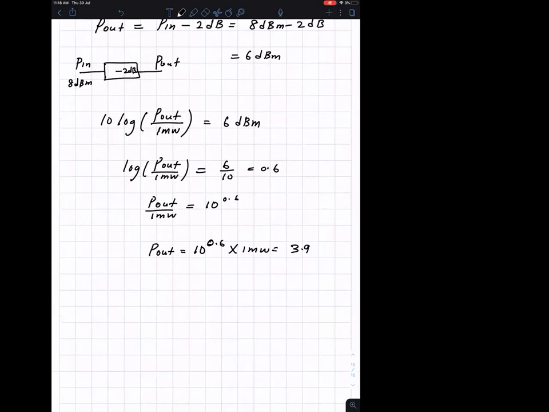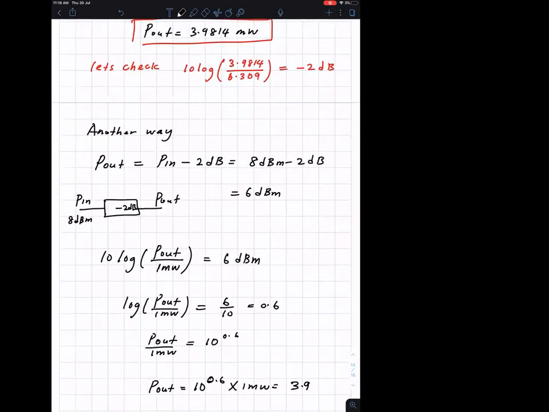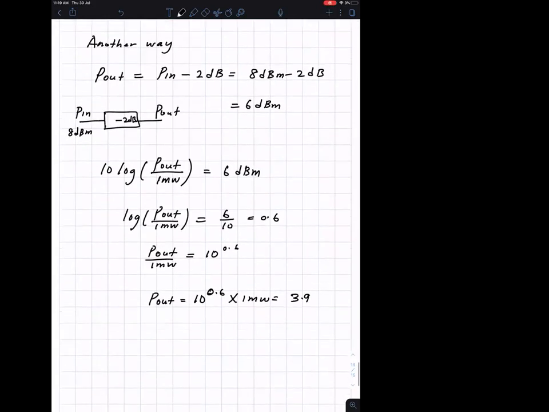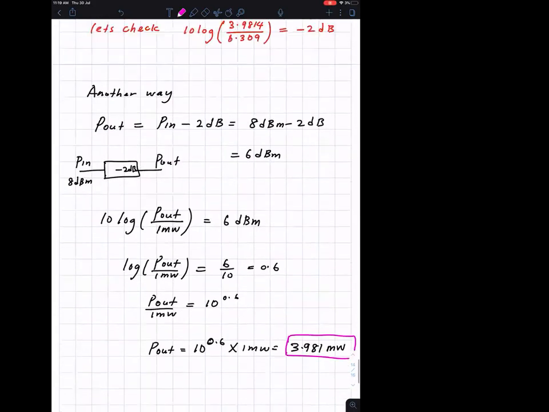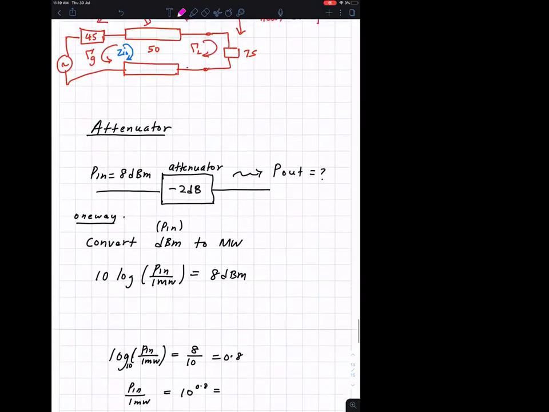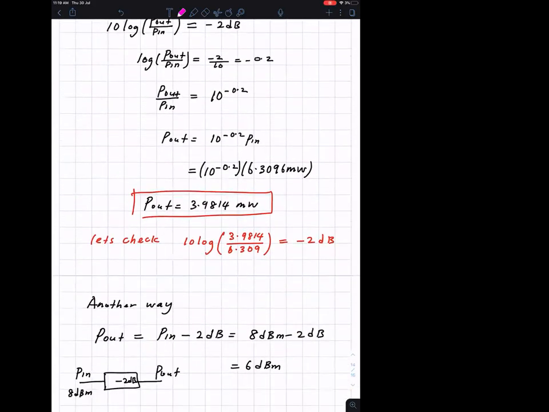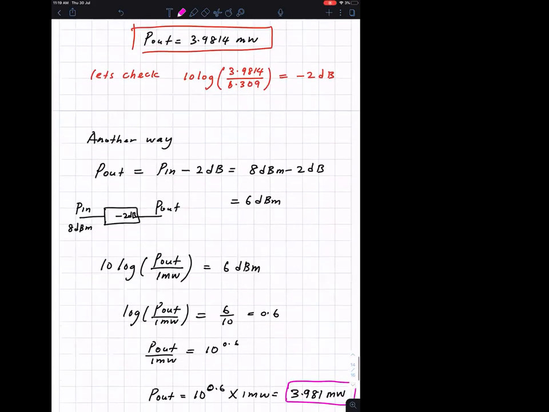That will give you the same as what we got earlier for P out. What was the P out? Take the calculator and punch it out. You get around 3.981, which is the same as before. So you'll see this is an easier way to do. This is a longer way to do, and both of them give you the same answer. See right here, same.